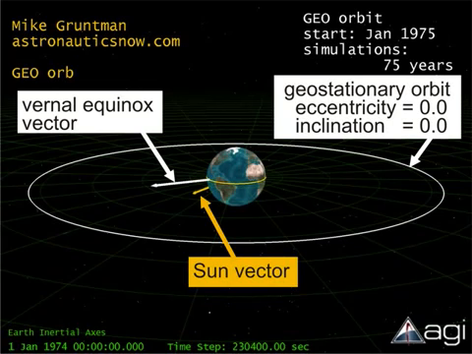Consider now a geostationary orbit shown in white color. It is circular and equatorial with 0 eccentricity and inclination. The white vector points at the vernal equinox. The yellow vector points at the Sun. This Sun vector will complete one full rotation in 1 year. The radius of the geostationary orbit is about 6.6 times larger than the radius of the Earth.